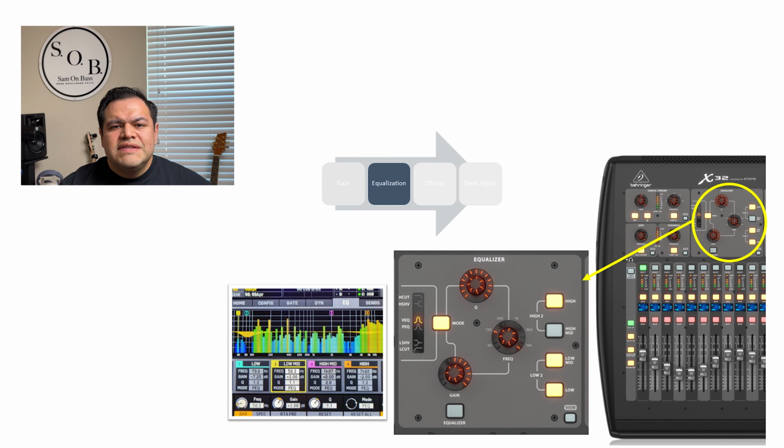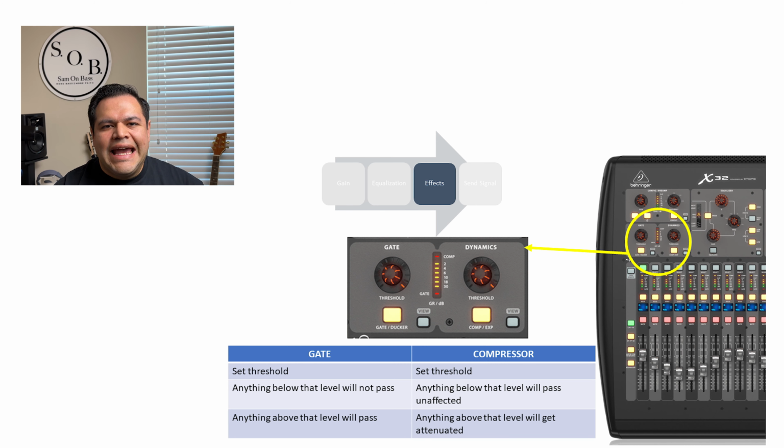So within signal processing, after setting the gain, after setting your EQ, then you go into the effects. There are 3 main effects that we use. We use the gate, we use a compressor, and we use the reverb. Built into the X32, right in front, you'll have the gate and the compressor. So think about a gate as a physical gate. It takes a minimum amount of force to open a gate.